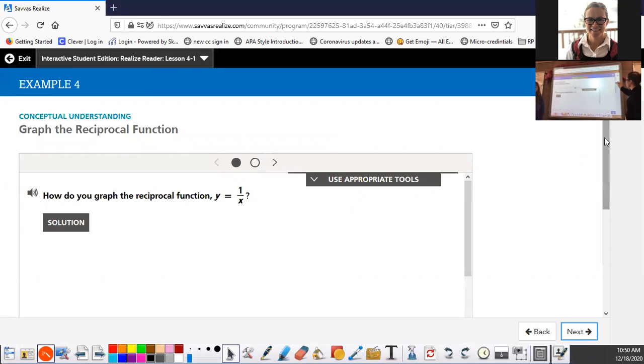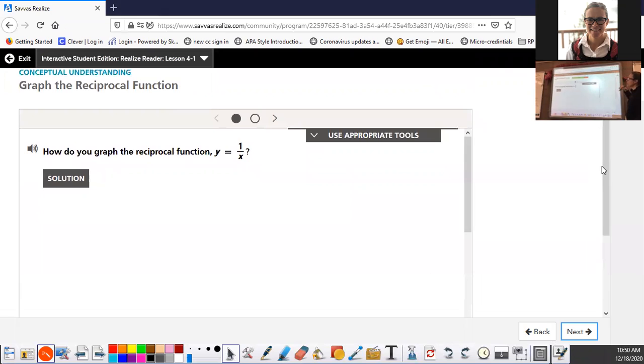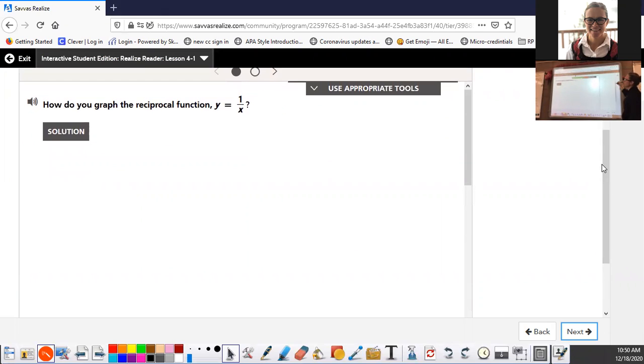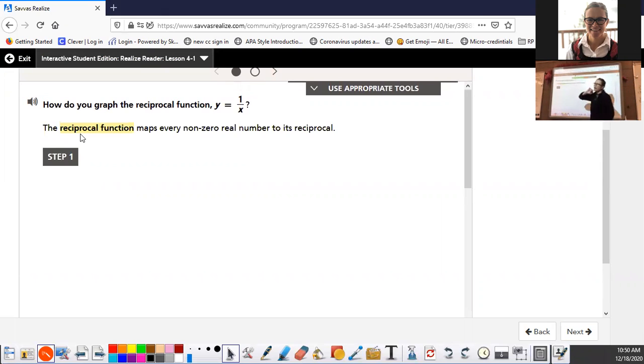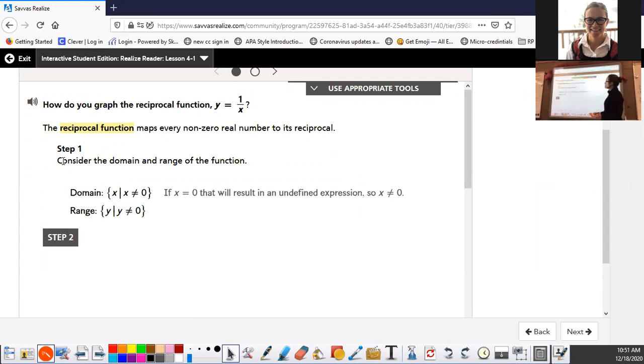Now we get to graph. How do we graph this function? As we start to think about it, we're saying 1 over x, so they're giving us a fairly basic version. The reciprocal function maps every non-zero real number to its reciprocal. Why do they say non-zero, you think? Oh, can you divide by 0? Not. So consider the domain and range.